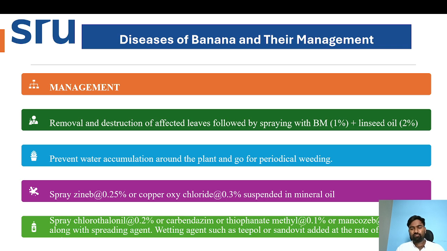The very best effective fungicide is propiconazole at the rate of 1 ml per liter. While applying fungicide, we can go for spreading agents and wetting agents such as Teepol or Sandovit at the rate of 1 ml per liter. So these are some IDM practices which can be used to control the Sigatoka disease in banana.